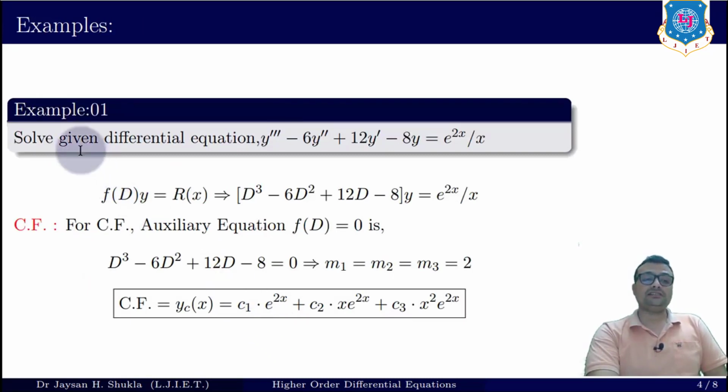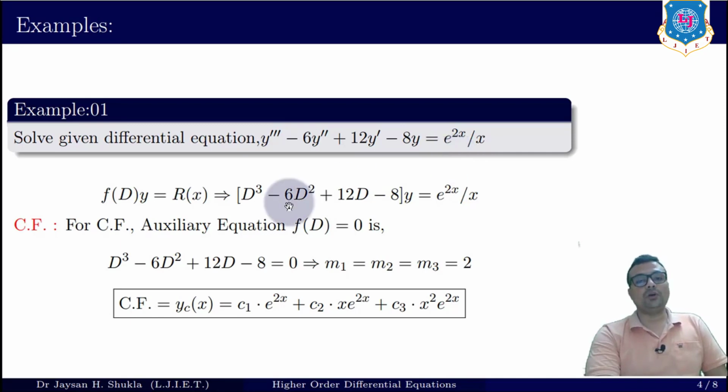The question is, solve given differential equation y triple dash minus 6y double dash plus 12y dash minus 8y equal to e raised to 2x upon x. Now see, on the right hand side there is a very weird combination of two functions in a quotient form, and that means we cannot apply any of our regular methods in this case. So the only method which we can apply in this case is the method of variation of parameters, and that also we have third order differential equation.